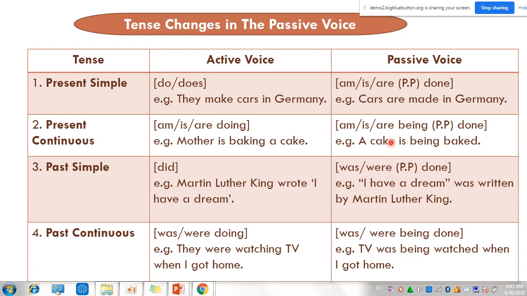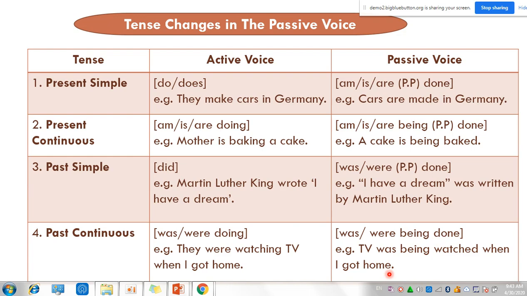It will go in the same way as the present simple, but we change the verb to be into the past. If you have notes here, it is am, is, are followed by being and the past participle. Here the same: was or were followed by being and the past participle, which is done. TV was being watched when I got home.